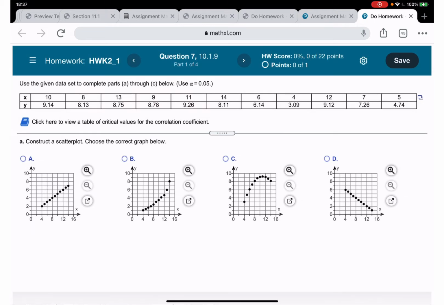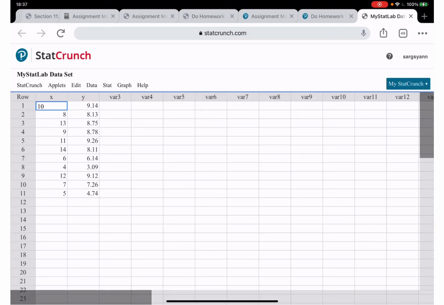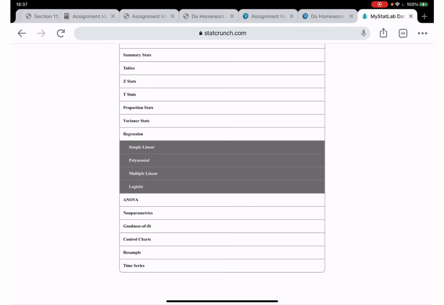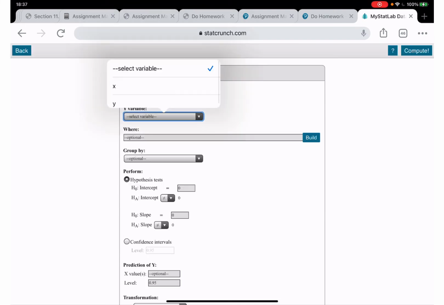Question number 7. Use the given data set to complete parts A through C. Alpha is equal to 0.05. First, we need to construct a scatter plot. That's not a big deal, we already know how to construct it. But instead of going through graph, I'm just opening regression because I'm pretty sure there will be some other important data. Then we just open it and follow the questions.